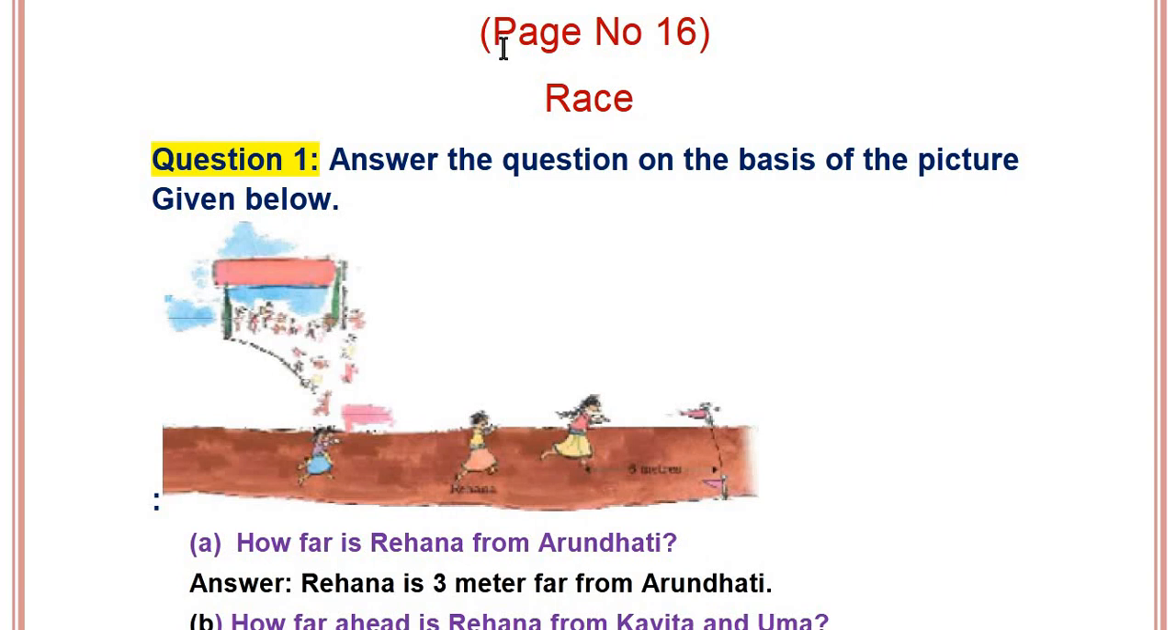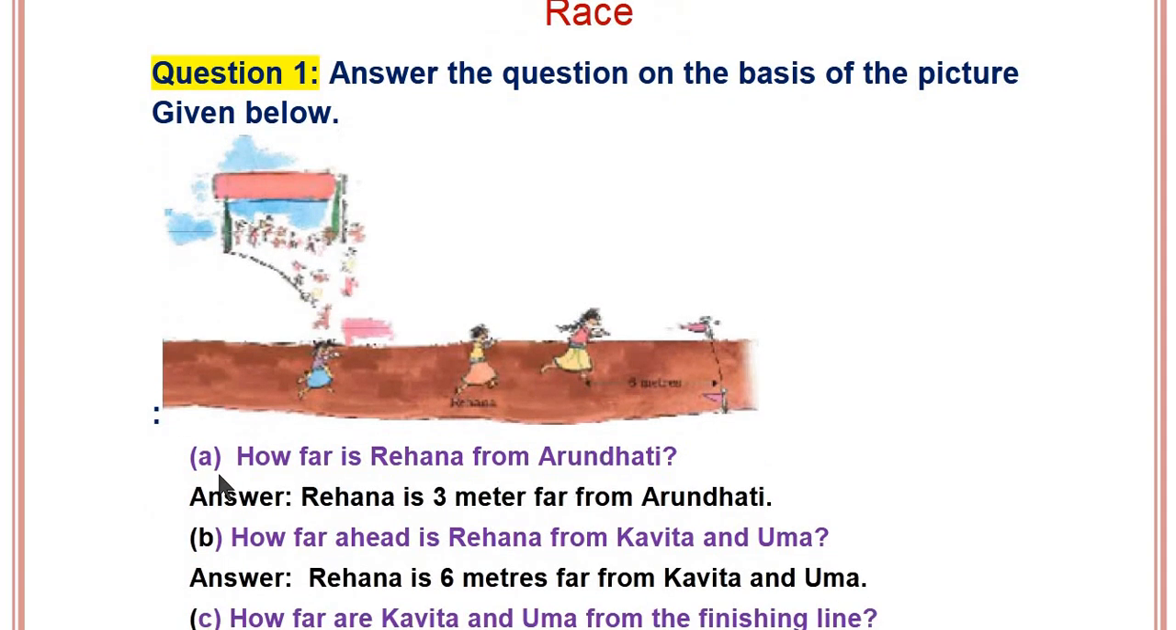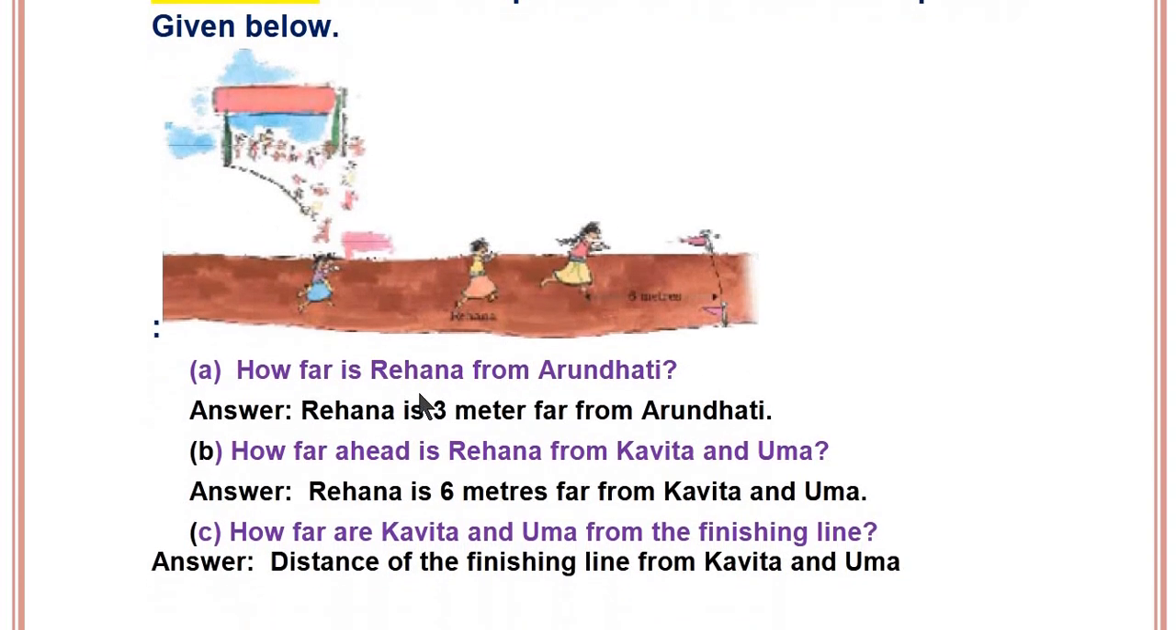Now page number 16, race. Here one race is arranged. Answer the question on the basis of the picture given below. Here some girls' picture is given and questions are asked from there. How far is Rehana from Arundhati? Here Rehana and Arundhati are there. So the distance between these two girls is 3 meter. Rehana is 3 meter far from Arundhati.